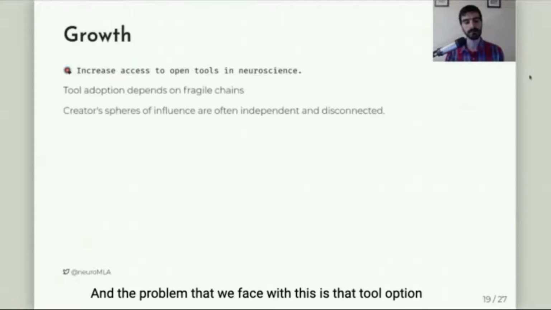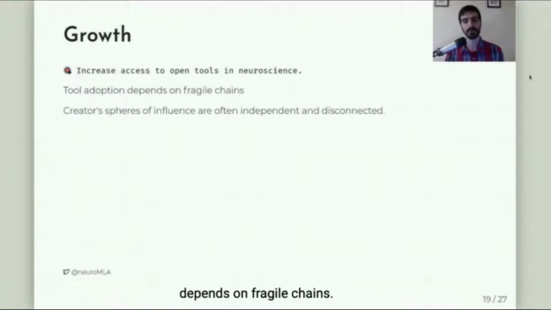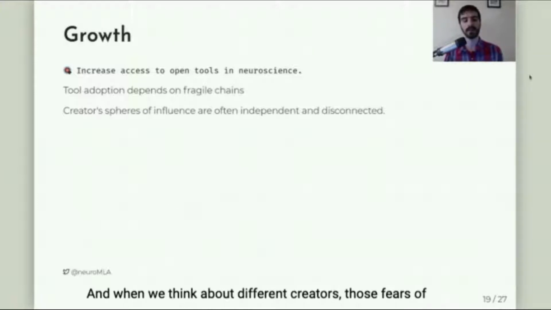And the problem that we face with this is that tool adoption depends on fragile chains. When a creator does something, the sphere of influence of that creator, even nowadays, is somewhat limited. And when we think about different creators, those spheres of influence are often independent and disconnected from each other.